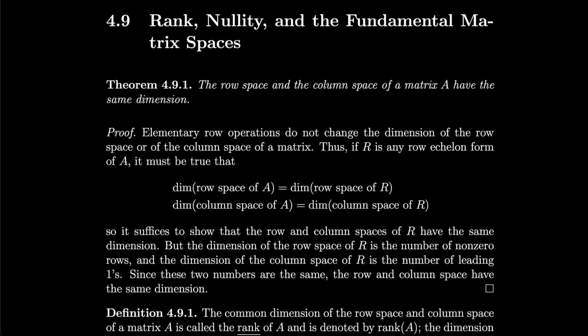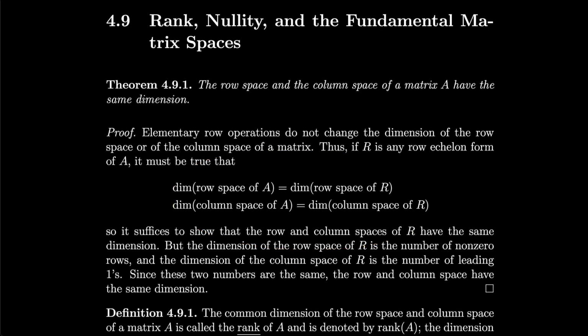Remember that elementary row operations do not change the dimension of the row space or of the column space of a matrix. Thus, if R is any row echelon form of A, it must be true that the dimension of the row space of A is equal to the dimension of the row space of R, and that the dimension of the column space of A is equal to the dimension of the column space of R. So it suffices to show that the row and column spaces of R have the same dimension, then everything's equal.